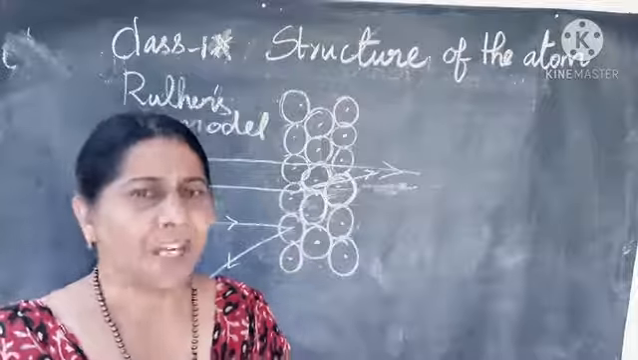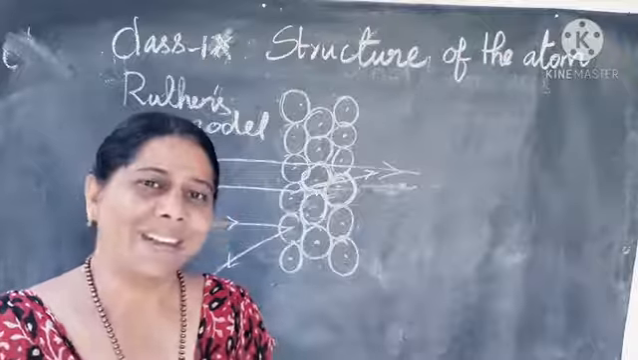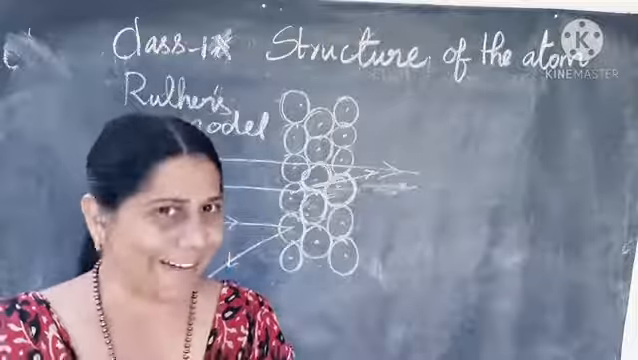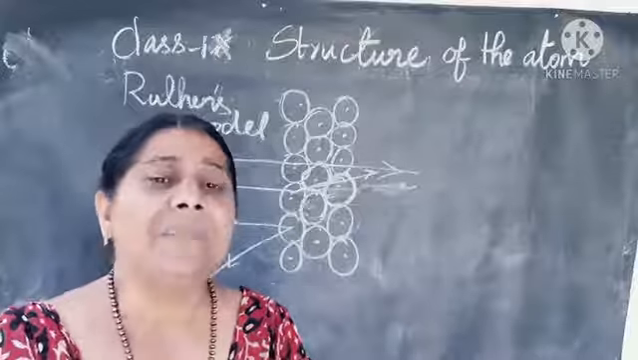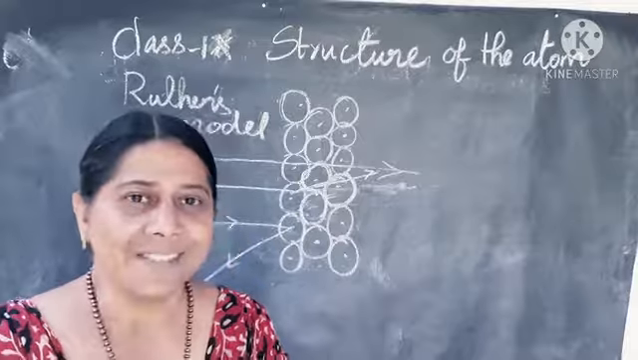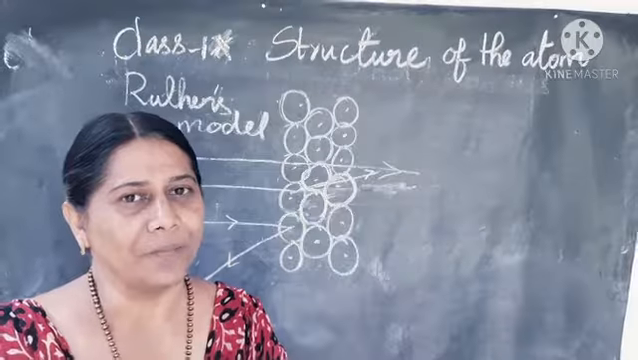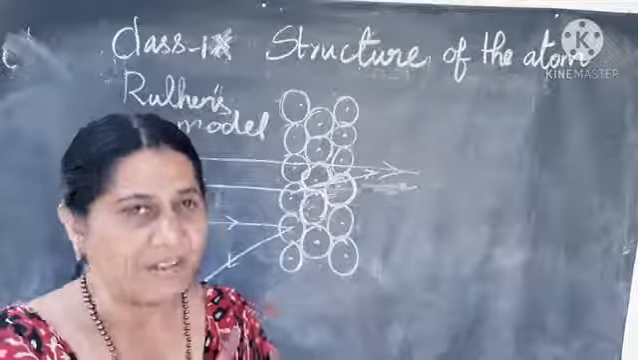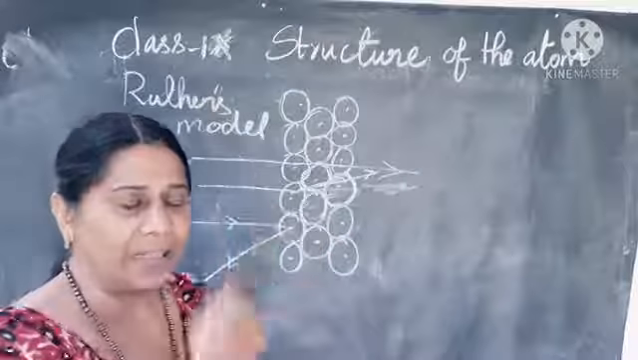Then one of the drawbacks in his model is that, you know very well, when any object is in movement, it will be accelerated. If it is accelerated, it will emit energy. If it is continuously emitting energy, what will happen? That means it loses its energy and it will fall down. He was not able to explain the reason for the presence of electrons in the outer part of the atom.